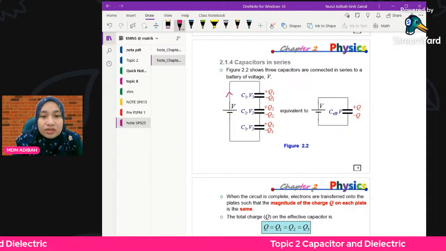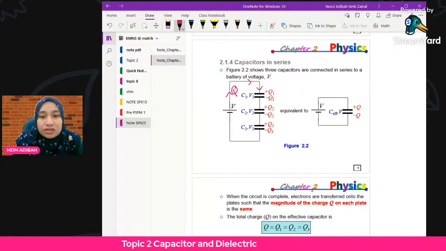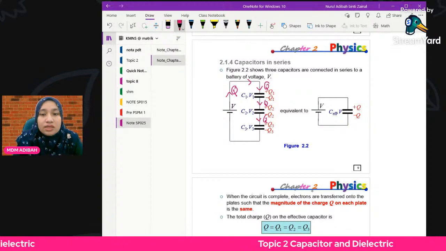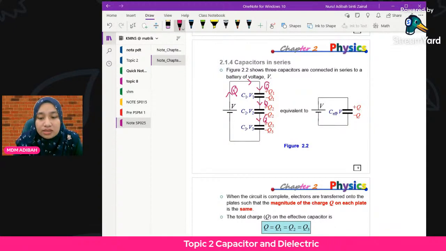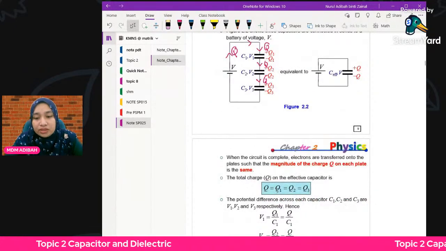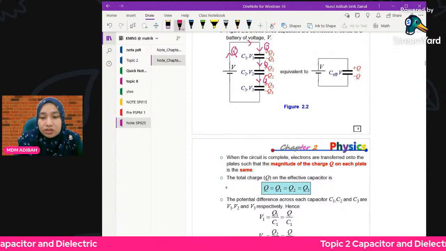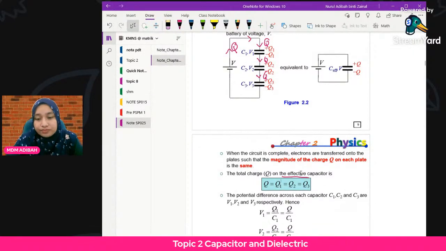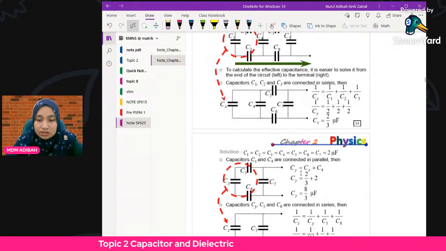Di sini masih Q yang sama, Q efektif. Dia tak jumpa junction, sini masih Q efektif, ataupun Q total. Sini pun sama Q total. That's why dekat sini Q1 sama dengan Q2, sama dengan Q3, sama dengan Q. Q dekat sini kita panggil dia sebagai Q efektif, yang daripada power supply itu. Okay, series.